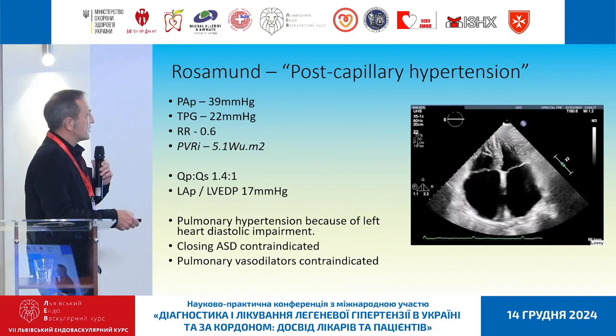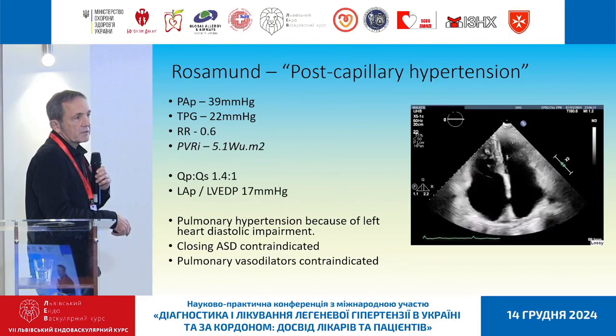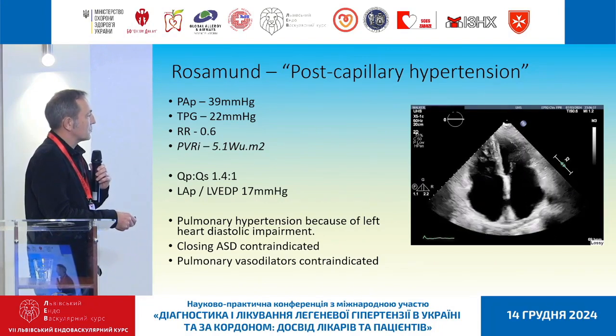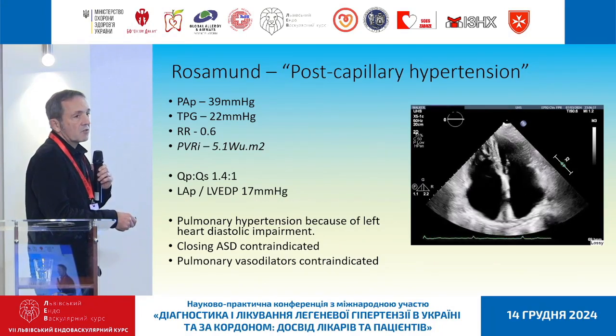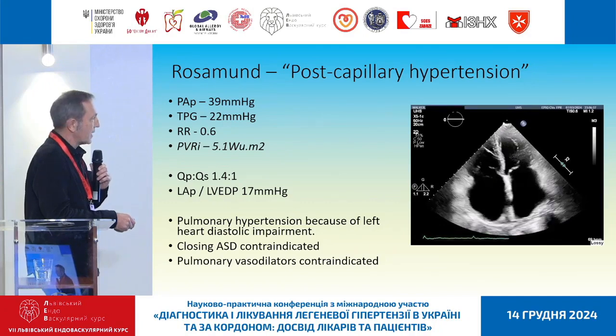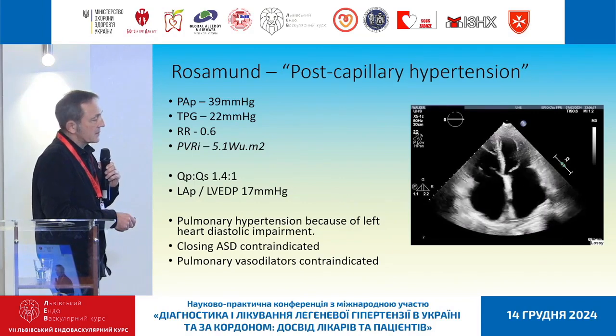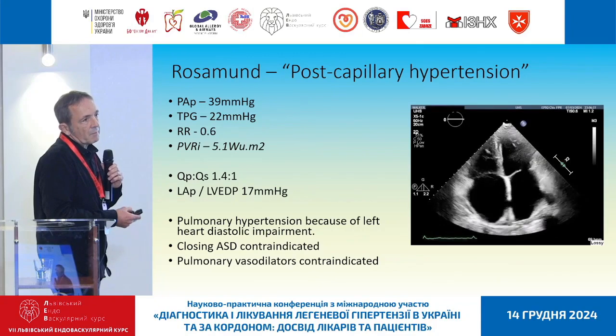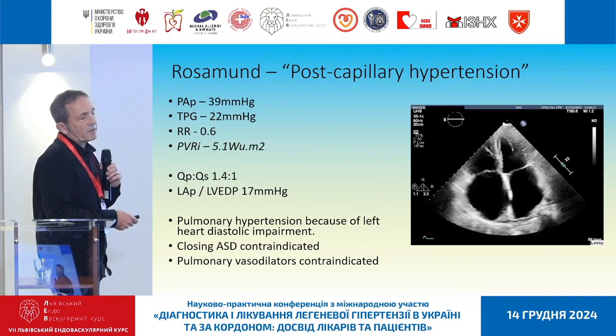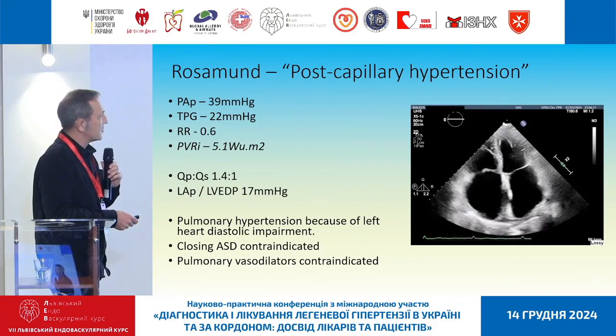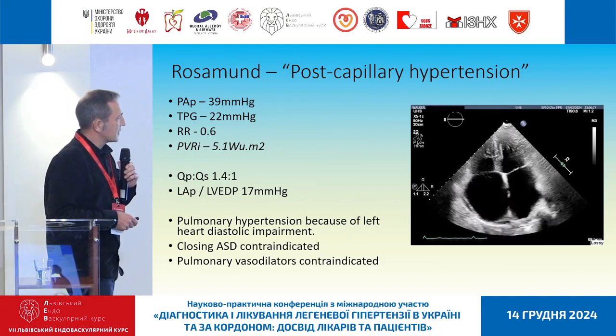This is the patient. So what did she have? She had a pulmonary artery pressure of 39, so she clearly has pulmonary hypertension. She had a transpulmonary gradient of 22. A resistance ratio of 0.6. And the PVRI is 5.1. Now, on some measurements, that is high. It's over 3, but it's under 6. And at our institution, we wouldn't worry too much about under 6.